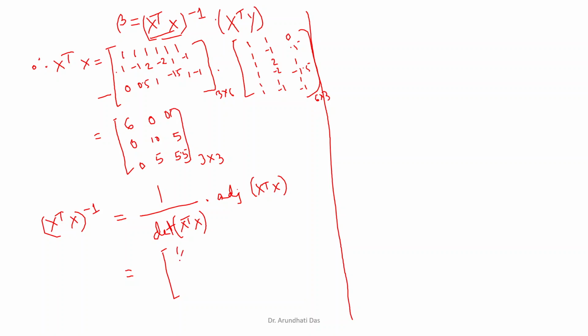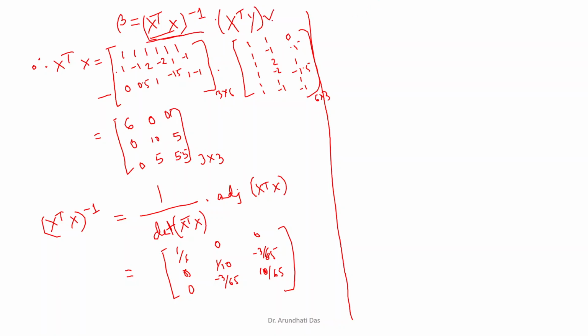The final value is 1 by 6, then 0, 0, then 0, 1 by 10, then minus 3 by 65, then 0, minus 3 by 65 and 10 by 65. This calculation is lengthy, so I am writing only the final value here. So the first part we now have with us.